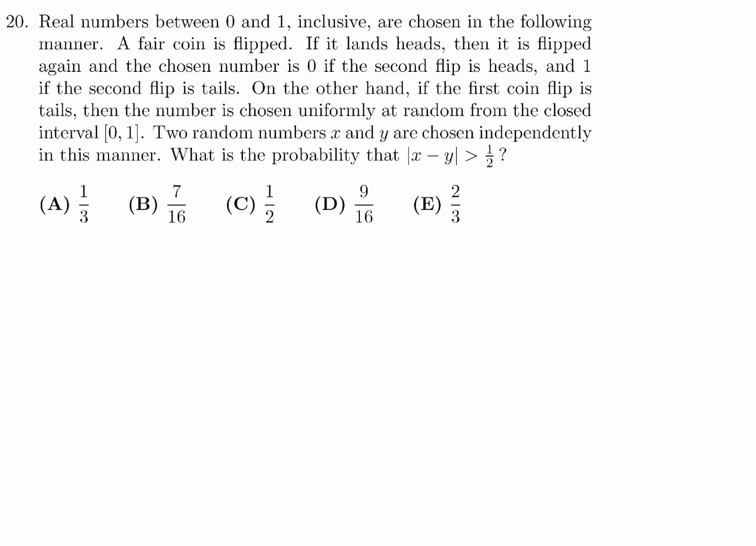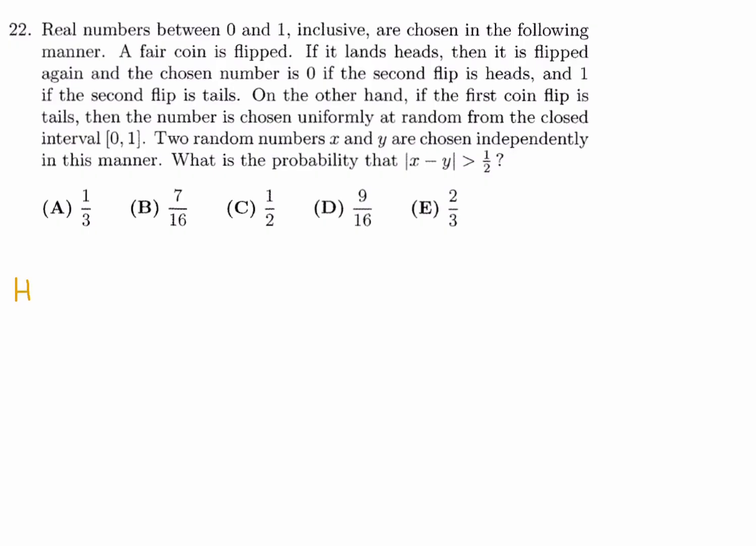Real numbers between 0 and 1 inclusive are chosen in the following manner. A fair coin is flipped. If it lands heads, then it is flipped again, and the chosen number is 0 if the second flip is heads, and 1 if the second flip is tails. On the other hand, if the first coin flip is tails, then the number is chosen uniformly at random from the closed interval 0, 1. Two random numbers x and y are chosen independently in this manner. What is the probability that the absolute value of x minus y is greater than 1/2?